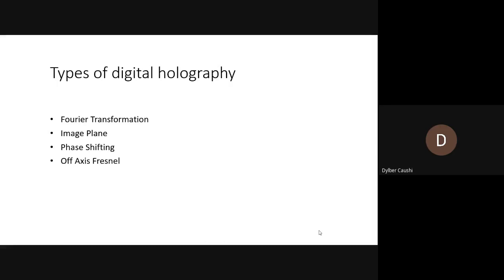It reconstructs the waves in magnitude and phase. We have phase shifting, which is unique for digital holographic microscopy and gives quantifiable information about the optical distance followed by light through a given system. We have also off-axis, which allows retrieving amplitude and phase by measuring only one image with a digital camera.